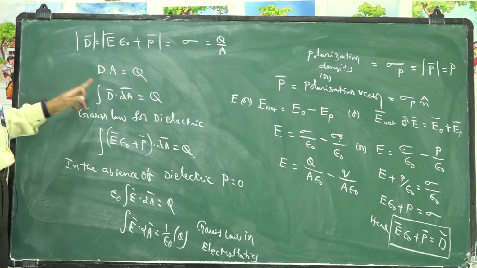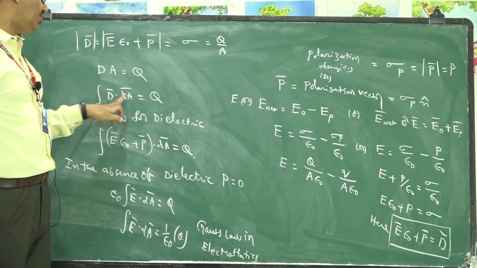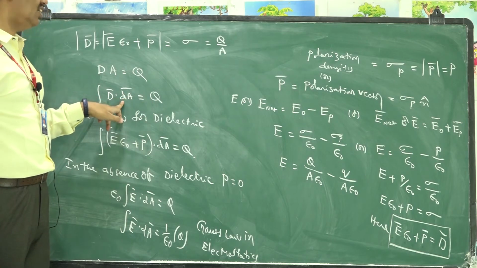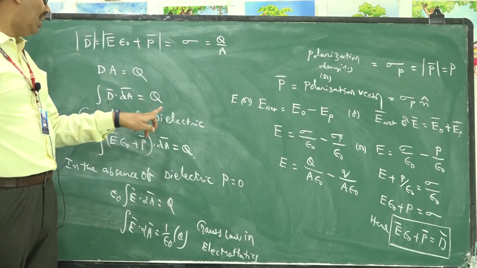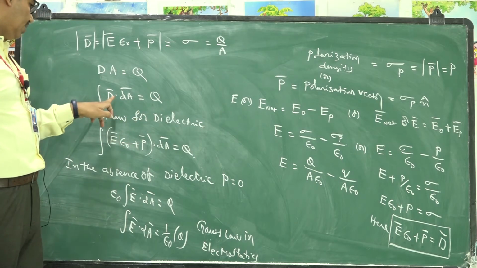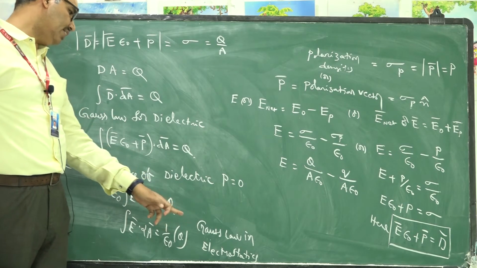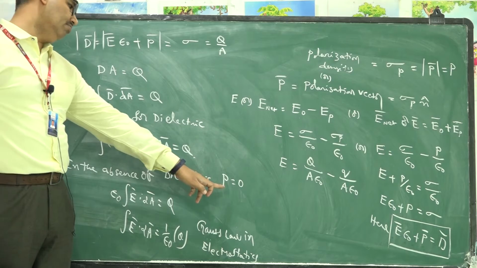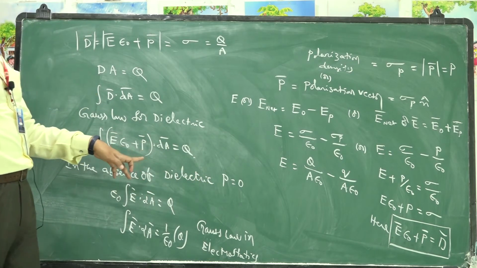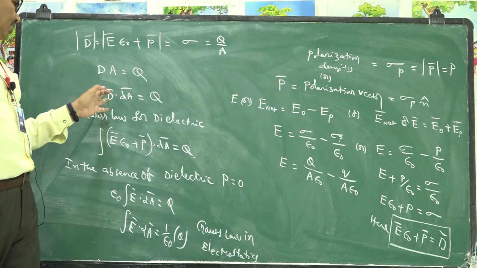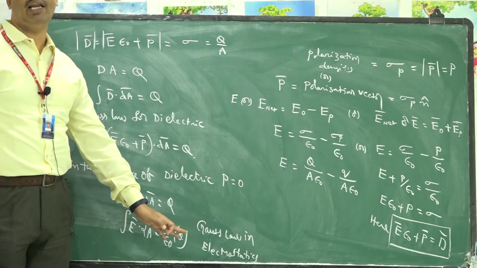The displacement vector helps us to identify the charge available by using this relation, and it also provides us Gauss law in dielectrics. The same Gauss law in dielectrics can be converted to Gauss law in electrostatics by keeping P bar as 0 bar. Nothing but if no dielectric is available, the same Gauss law in dielectric will be converted as Gauss law in electrostatics.